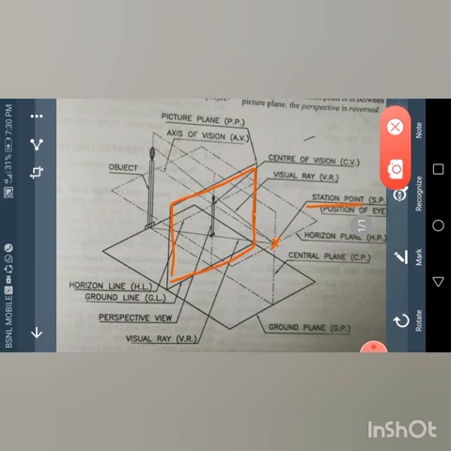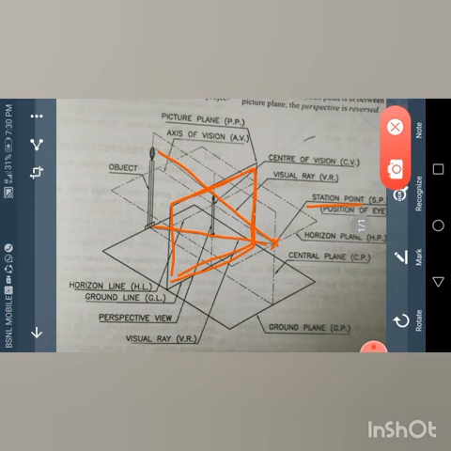A person standing there has his eye level at this height, and now visual rays will be piercing through the picture plane. This is the picture plane, and these are visual rays. This is one visual ray. This is another visual ray. Both will be piercing the picture plane and converging to the observer's eye. That is why it is also called perspective projection, also called convergent projection.